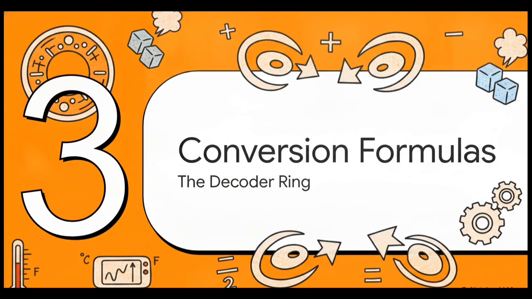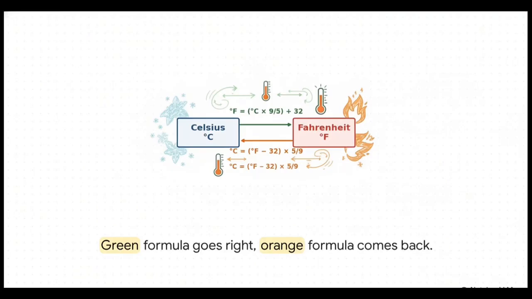All right, on to Section 3, the conversion formulas. Think of this section as your ultimate decoder ring. A super simple mathematical tool to perfectly bridge the gap between these two worlds. There's a really distinct visual logic going on here. If you're starting with Celsius and you want to find Fahrenheit, you just follow the green path to the right. But if you have Fahrenheit and need Celsius, you follow the orange path back to the left. As you can see, the formulas look just a little bit different depending on which direction you're traveling.